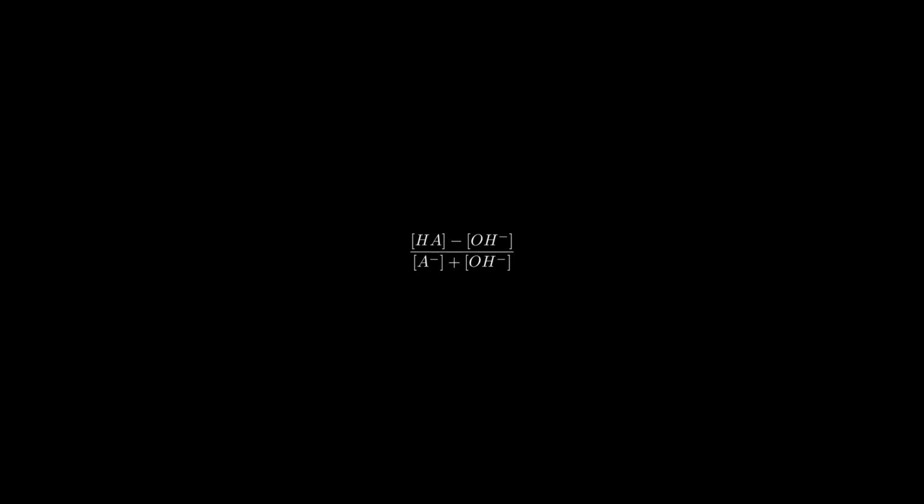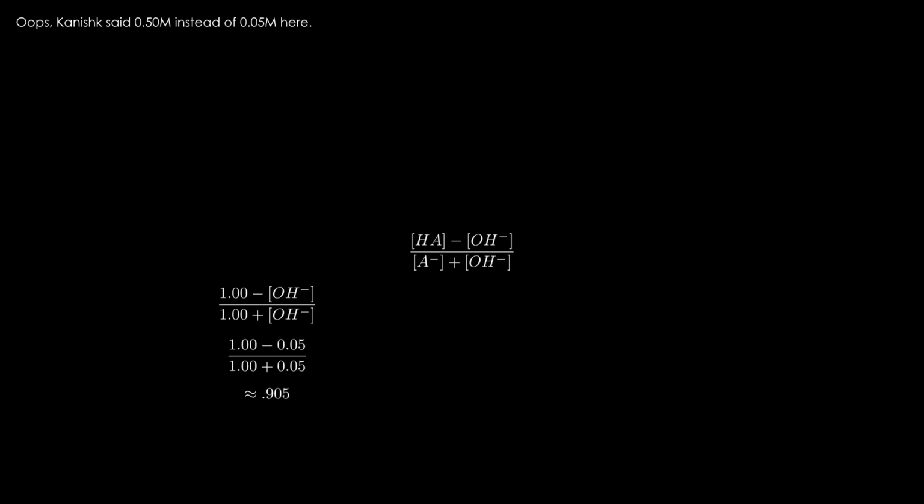Now remember, we want this ratio to be reasonably close to the original HA over A- ratio. So if we say, for the first example, that we have 1 molarity of HA and 1 molarity of A-, and we add a small amount of 0.5 molarity hydroxide and calculate it out, we end up getting a ratio of 0.905, which is reasonably close to the original of 1.